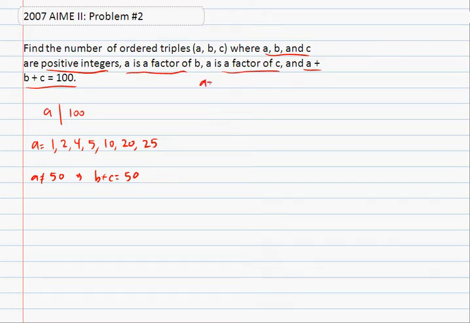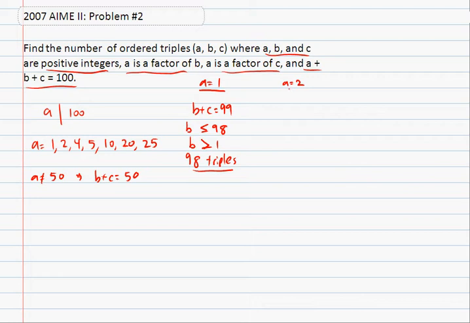So if we look at A equal to 1, that means B plus C is equal to 99. 1 is a factor of every whole number. So that means we can have B all the way up to 98, but at the same time B has to equal 1 at the very least. So that means there are a total of 98 triples when A equals 1.